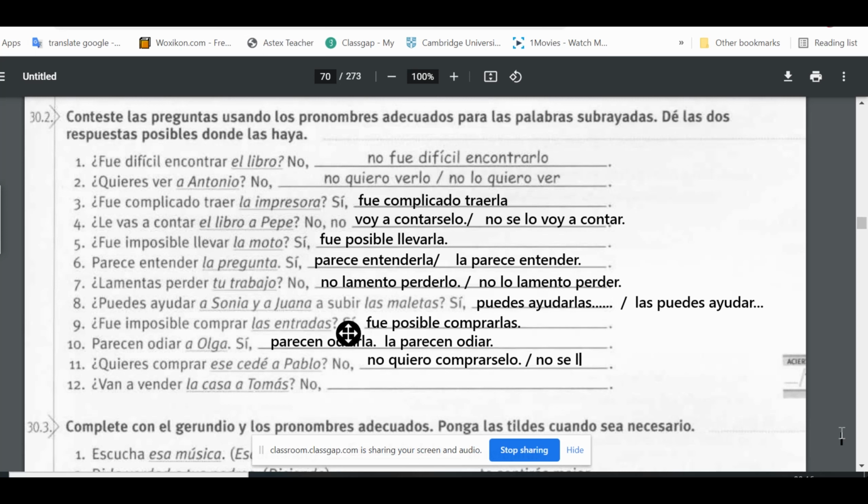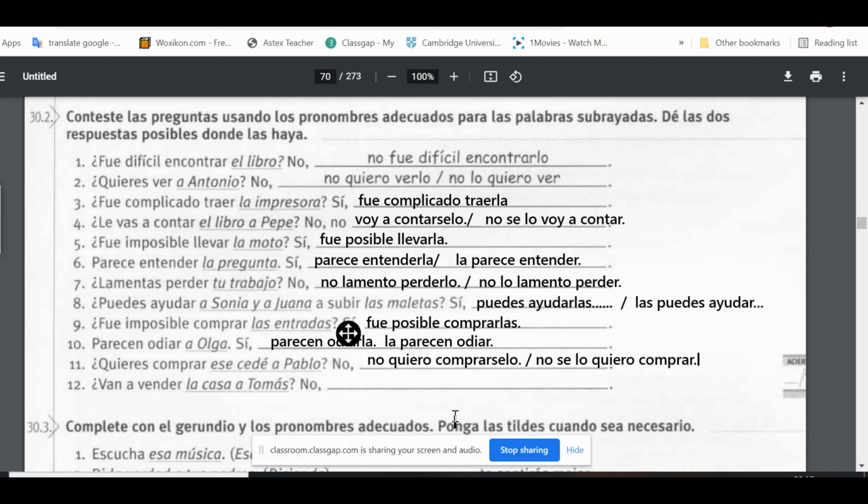"No se lo quiero comprar." Okay, let's repeat again. "No quiero comprárselo, no se lo quiero comprar." This is where I get a bit confused, where we have two things that have to be tied with the verb, "comprárselo," and also "le" has to be "se." So that's where I think the habit and the practice comes in. Everything boils down to practice. Okay, let's repeat. "No quiero comprárselo. No se lo quiero comprar."